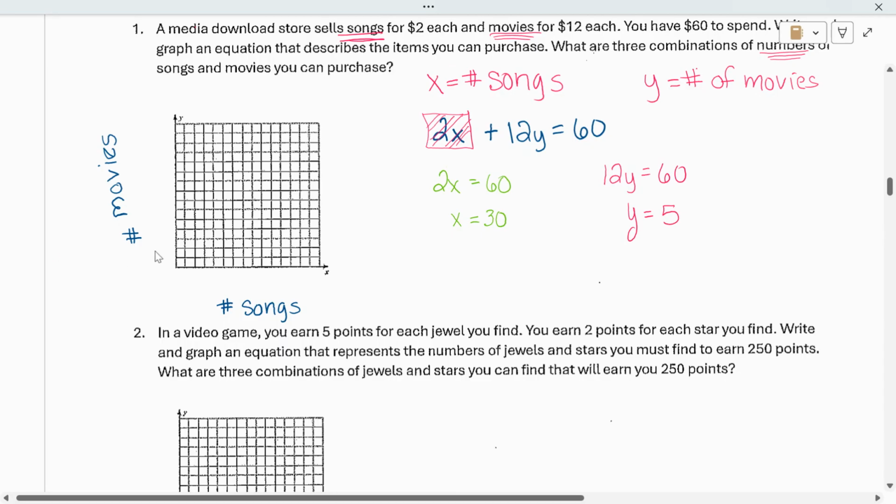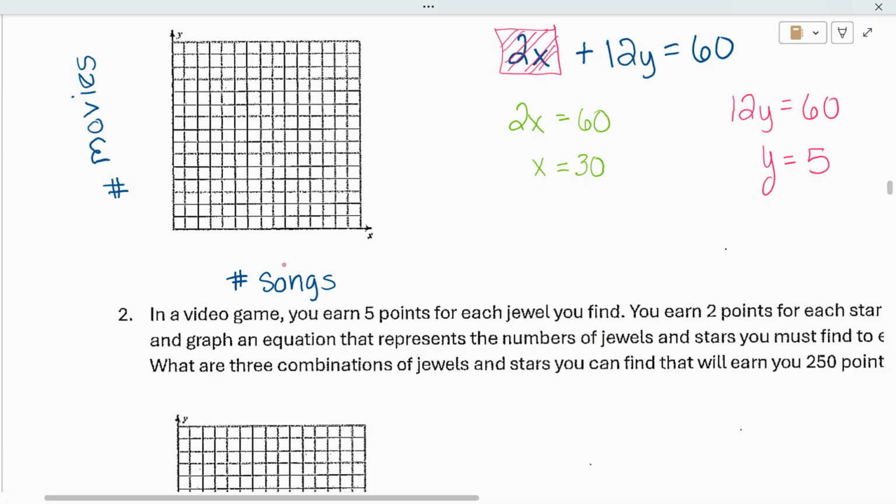So let's see. I need to be able to have 30 on my x-axis, and I only need to have 5 on my y-axis. So on my x-axis, I'm going to count by twos, and this is how I do it. 2, 4, 6, 8, 10. I only put a mark on the 10s. 12, 14, 16, 18, 20, 22, 24, 26, 28, 30. If you try to number every single grid, I can't write that small neatly. It just gets all jumbled and messy, okay?